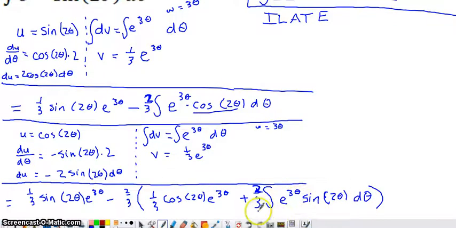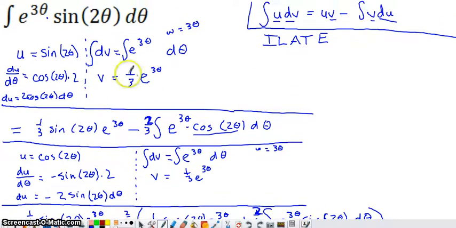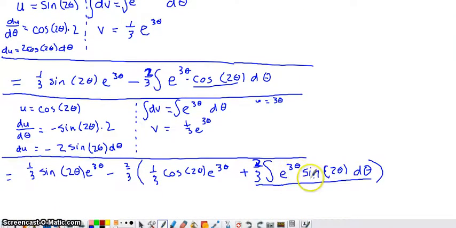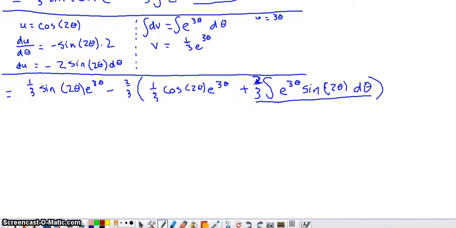What we have happening right here is we've actually recreated the original integral. This line is equivalent to the original integral that I can scroll back up to here. The original integral had e to the 3 theta sine of 2 theta d theta. What we have in this line is e to the 3 theta sine of 2 theta d theta. This integral sitting right here is equivalent to the integral that we started with. This is a pretty special situation, but you will see this a decent amount when you're learning different techniques of integration, mainly integration by parts.